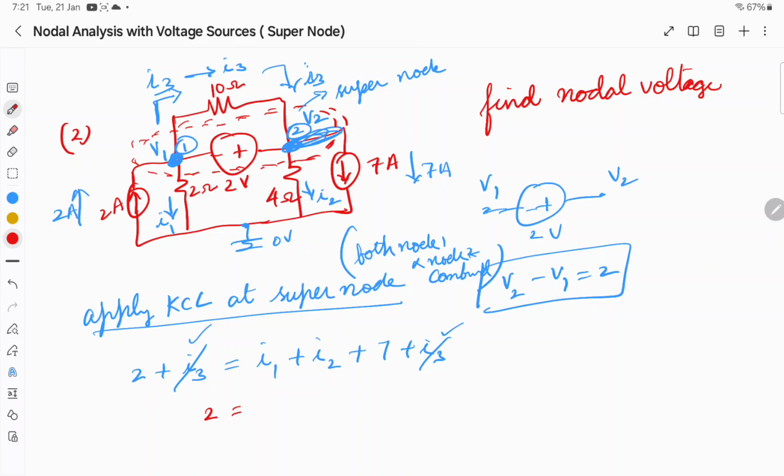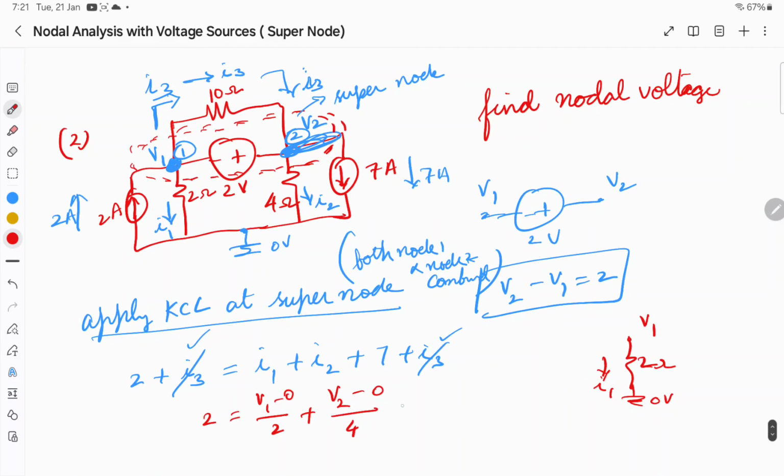2I1. What is I1? I1 is the current flowing through 2 ohms, right? So 2 ohms, this is I1. The voltage at this point is V1. This point is going to be 0 volt, right? So I1 is going to be (V1 minus 0) by 2. What about I2? The current flowing through 4 ohms. The voltage at the top is V2 minus 0 by 4.